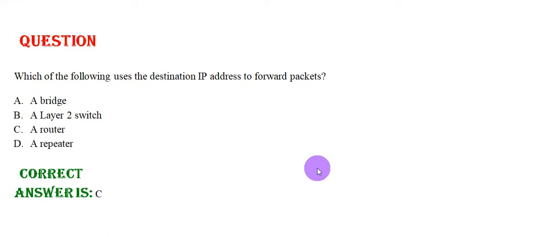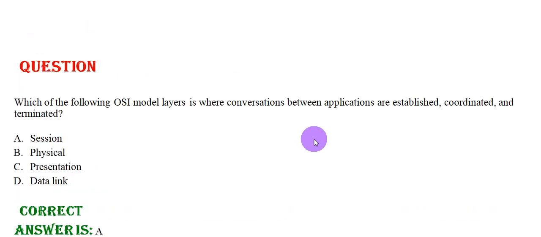Which of the following uses the destination IP address to forward packets? Option A, a bridge. Option B, a layer 2 switch. Option C, a router. Option D, a repeater. The correct answer is option C.